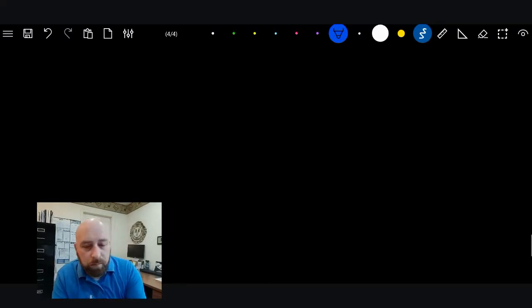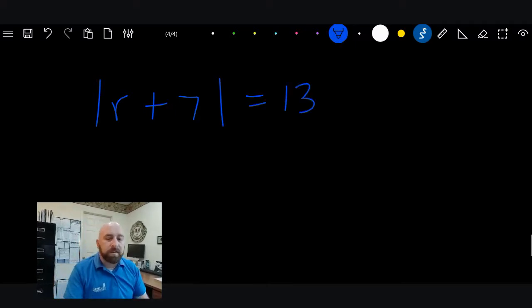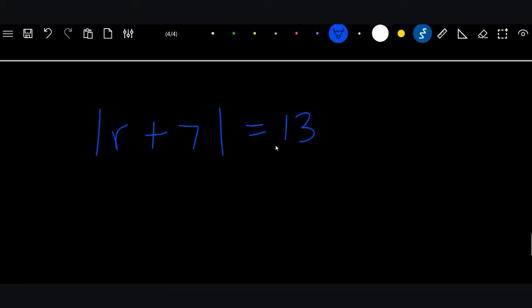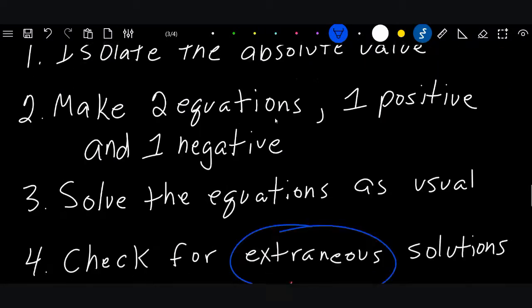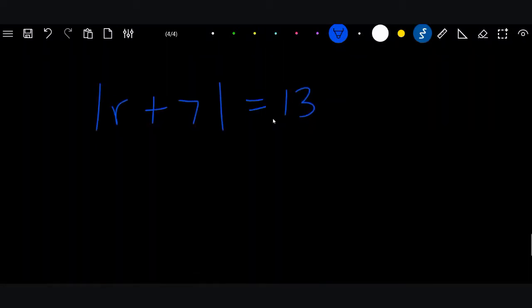Let's see, our absolute value of r plus 7 equals 13. So the first thing that we want to do, if we go up to our steps, it says isolate the absolute value.